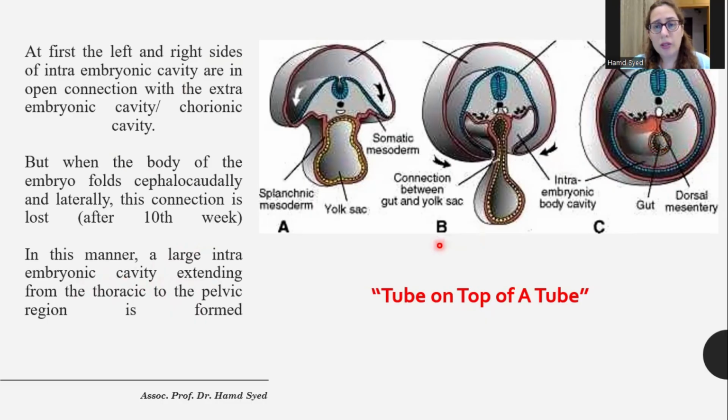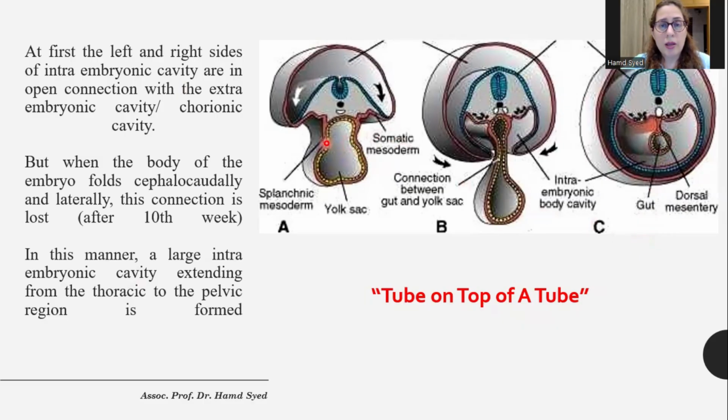Also, I would like you to notice that you can see two tubes over here. This is a cross section of the embryo. So you can see as neurulation occurs in the neural tube, similarly, the endoderm rolls upon itself to form the gut tube. So this is, in simple words, explained as a tube on top of a tube. And this is the series of events which are taking place during the folding of the embryo.